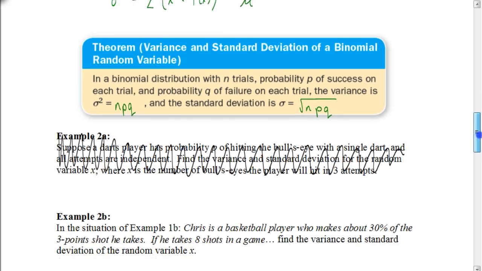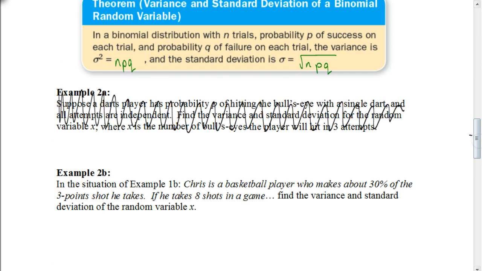Guess what? We have an easier process now. To find the variance, we're just going to take the number of trials times the probability of a success times the probability of a failure, and that gives you your variance. Yes, it is that easy. To find the standard deviation, we just take the square root of that.